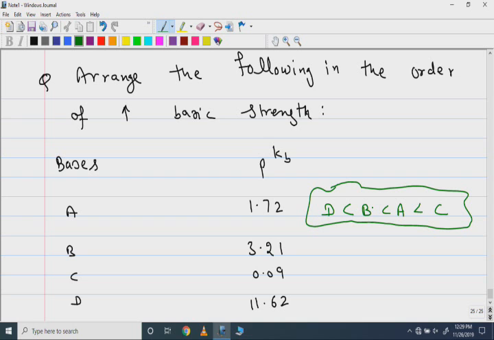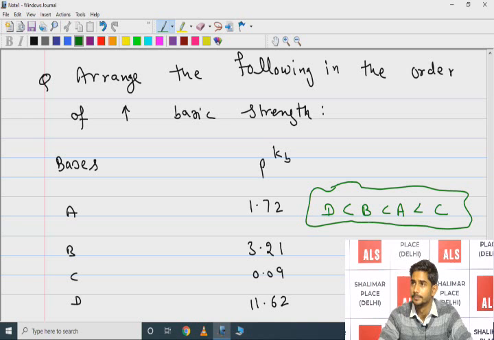Raise your hand those who got exactly the same answer. Only 4-5 students in the class. Very good, Itanagar. Okay.